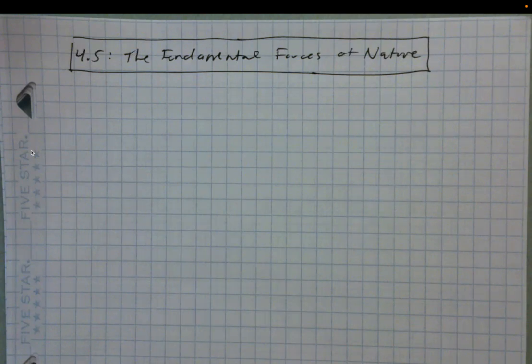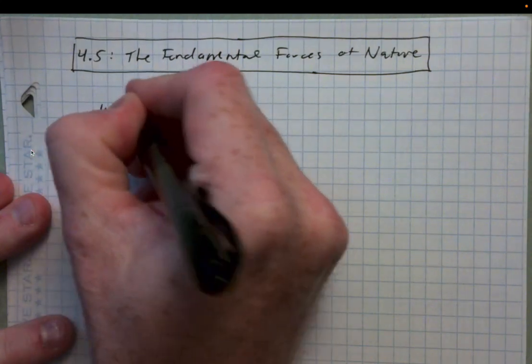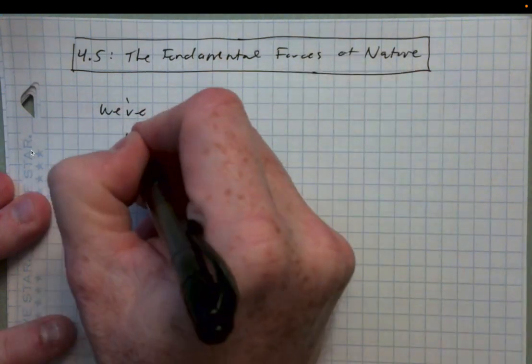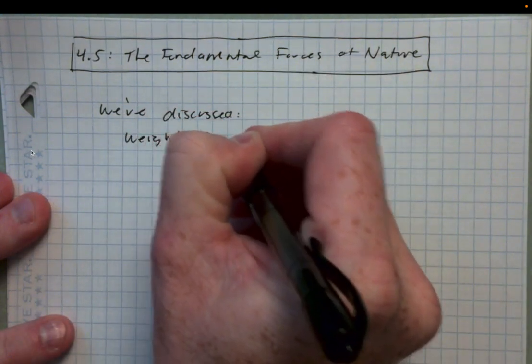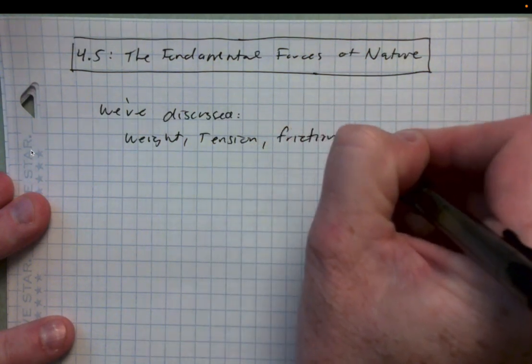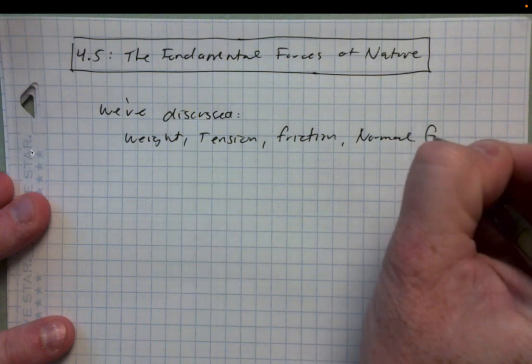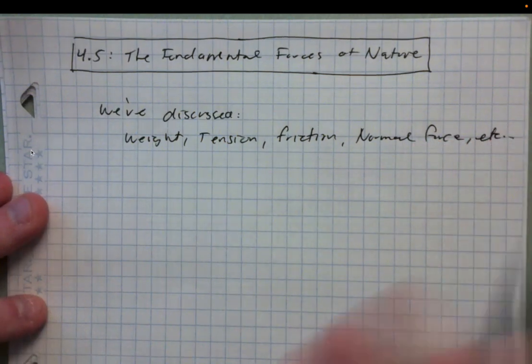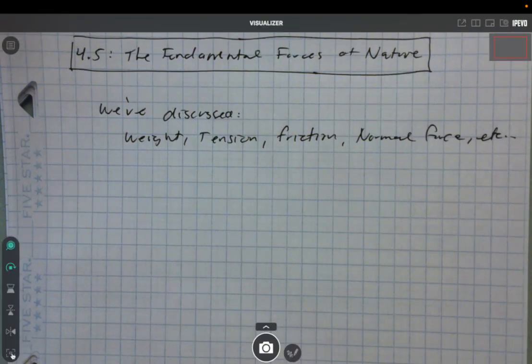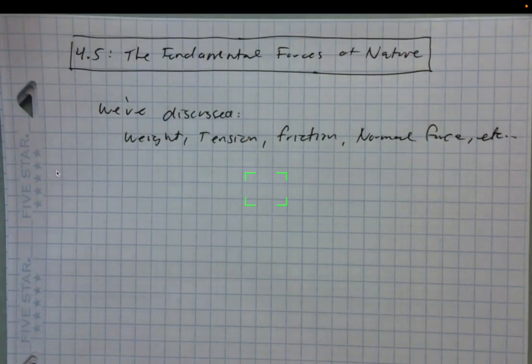So we've discussed several forces already. Just to list a few, we've discussed obviously weight, tension, like in a rope or a chain, friction, normal force, etc. There's been a handful. So in our kinematics work and our application of Newton's laws of motion, these have all come up as typical examples, as well as others. There have been many.